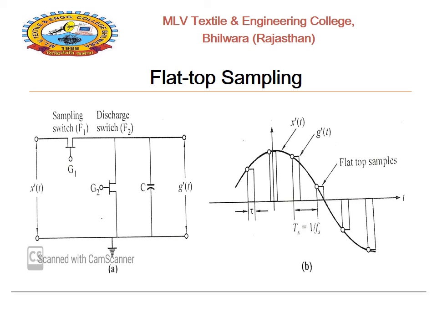Ultimately the top of the pulse will be flat, because during the duration of tau, the capacitor stores the charge without decreasing. The capacitor is working as a storing element, so it stores the charge, and during the storing of the charge the top is constant and the output is constant. So the constant output is represented by the flat top nature.